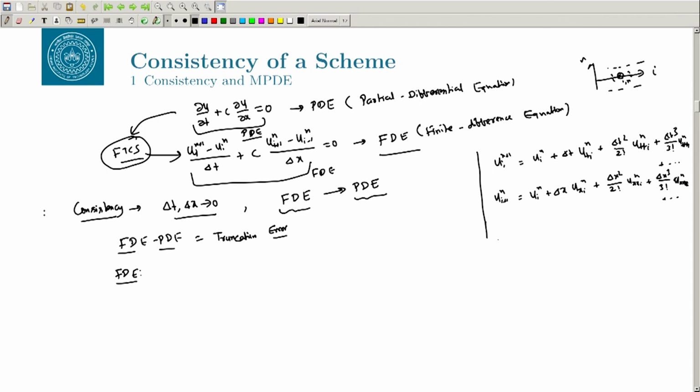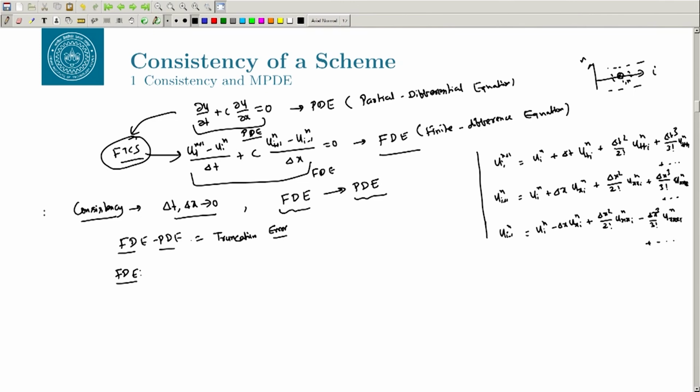Okay. And similarly, you will have U_(i-1)^n is equal to U_i^n minus delta x U_x at (i,n) plus delta x square by factorial 2 U_xx at (i,n) minus delta x cube by factorial 3 U_xxx at (i,n), right, and plus other terms, right.